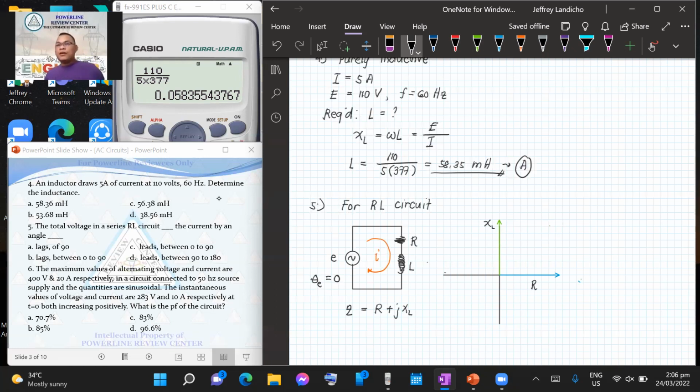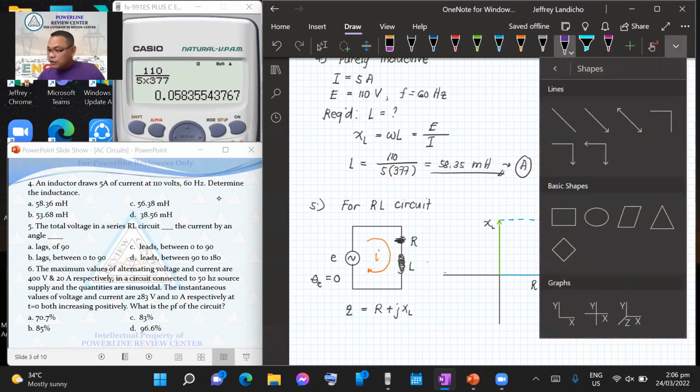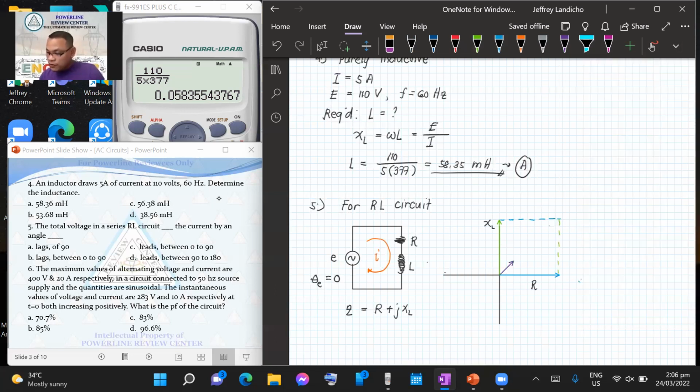Now, when we get the magnitude of our impedance, we can get the resultant value. So using the phasor diagram, we will use the parallelogram method. In that case, from the origin, draw a line towards the intersection. So this would now be the impedance of the circuit. This is now our Z.